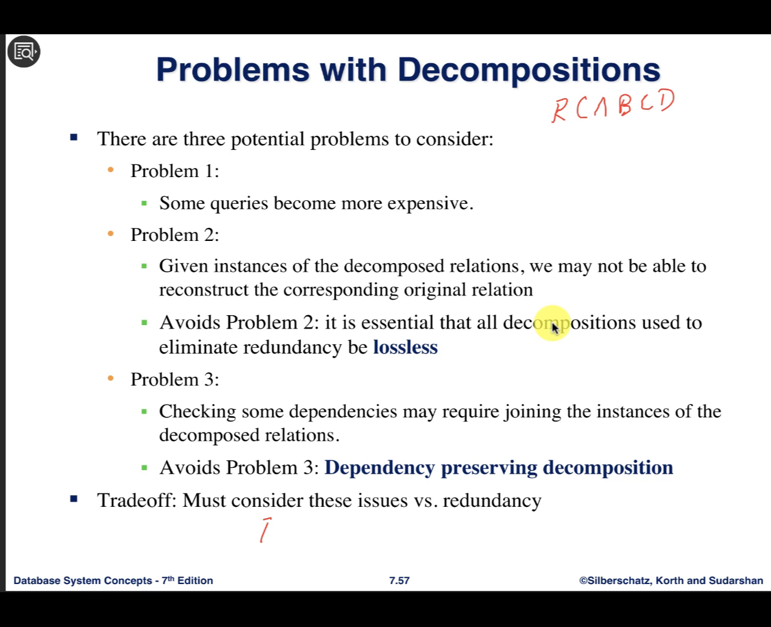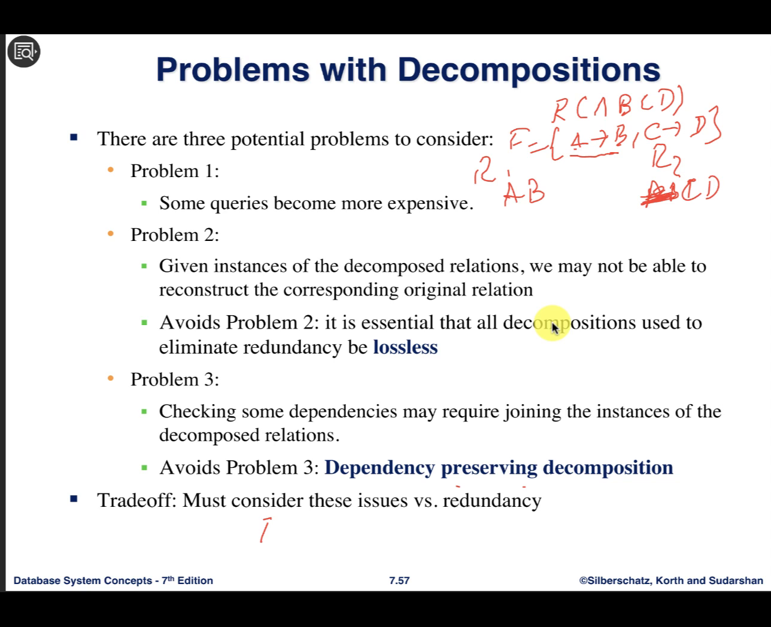A, B, C, D. I divide this one into R1, which is AB, and R2, which is CD. Given a set of functional dependencies, for example, A determines B, C determines D, something like this, this is a dependency preserving decomposition. That means when you check the dependencies here, there is no need to combine two or more relations together.